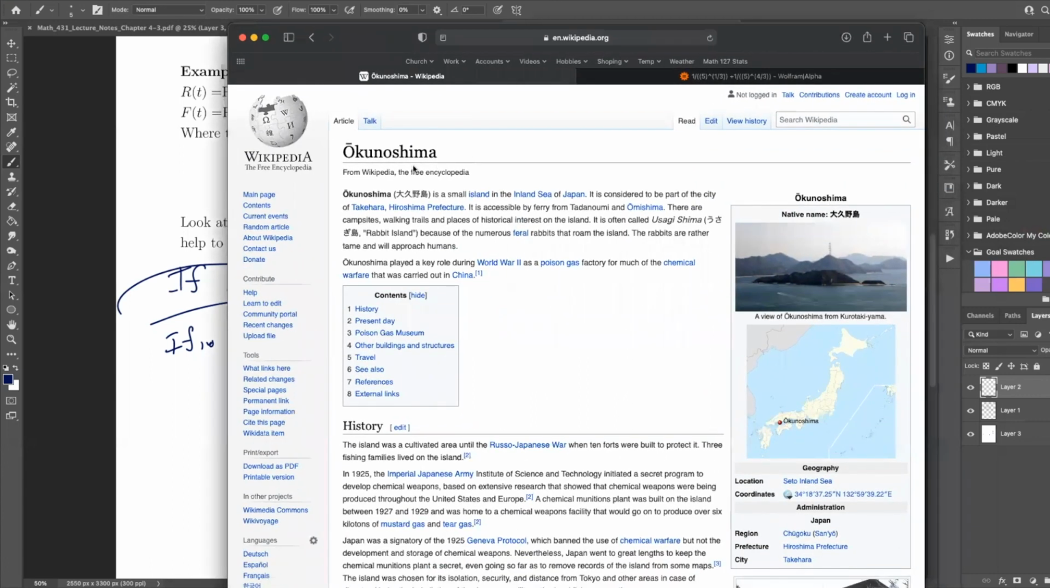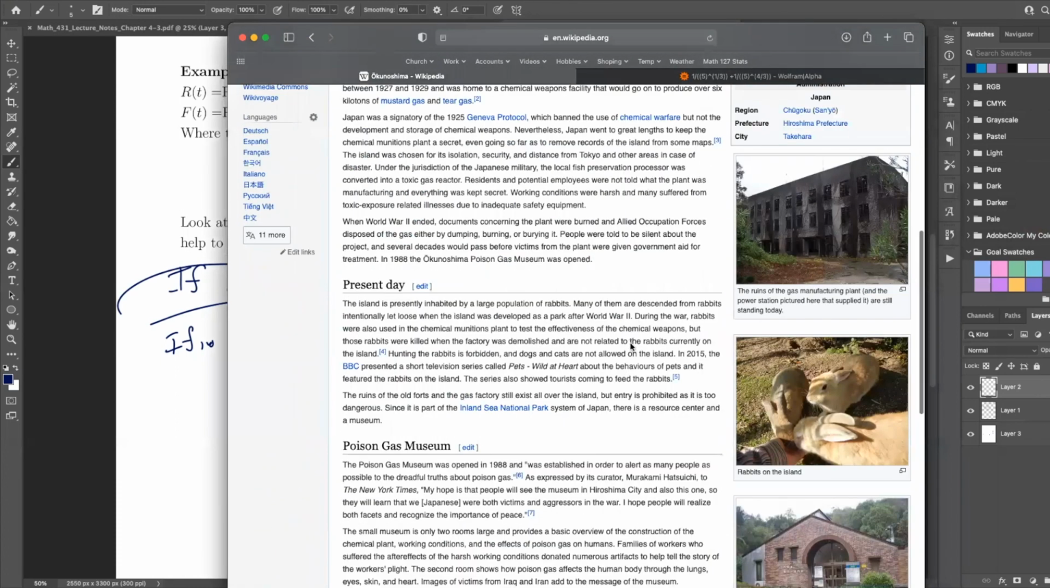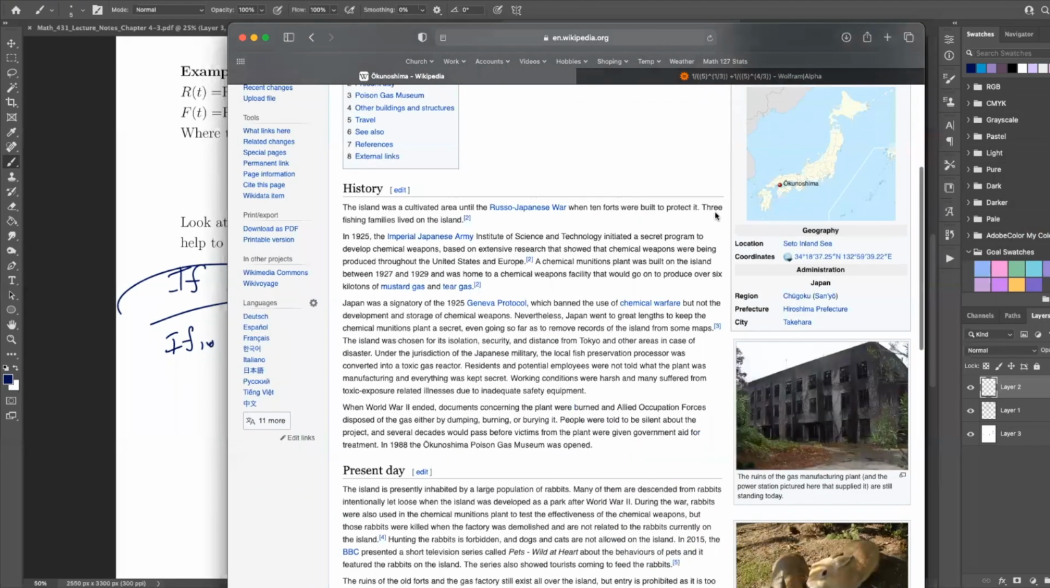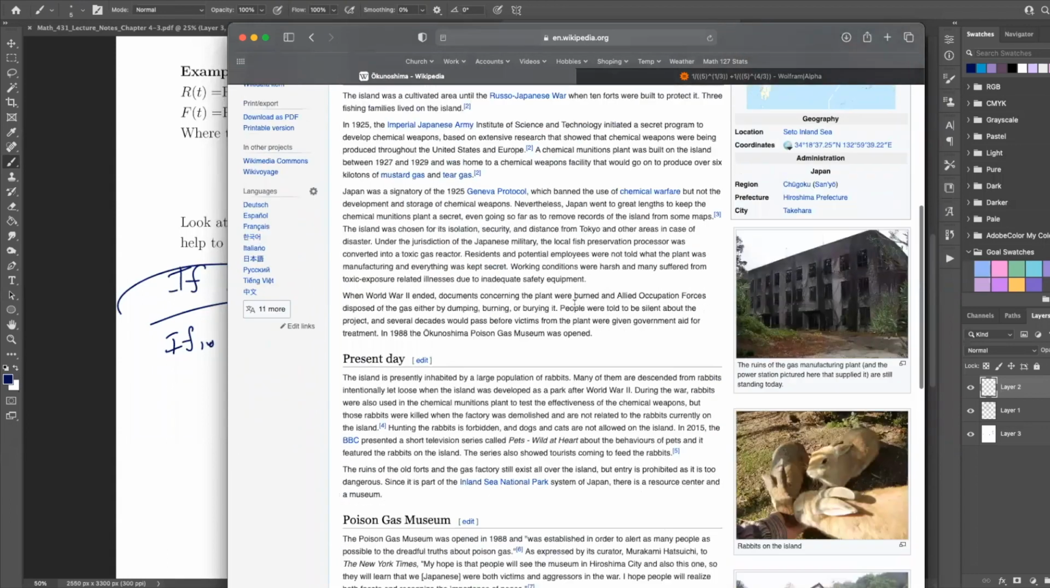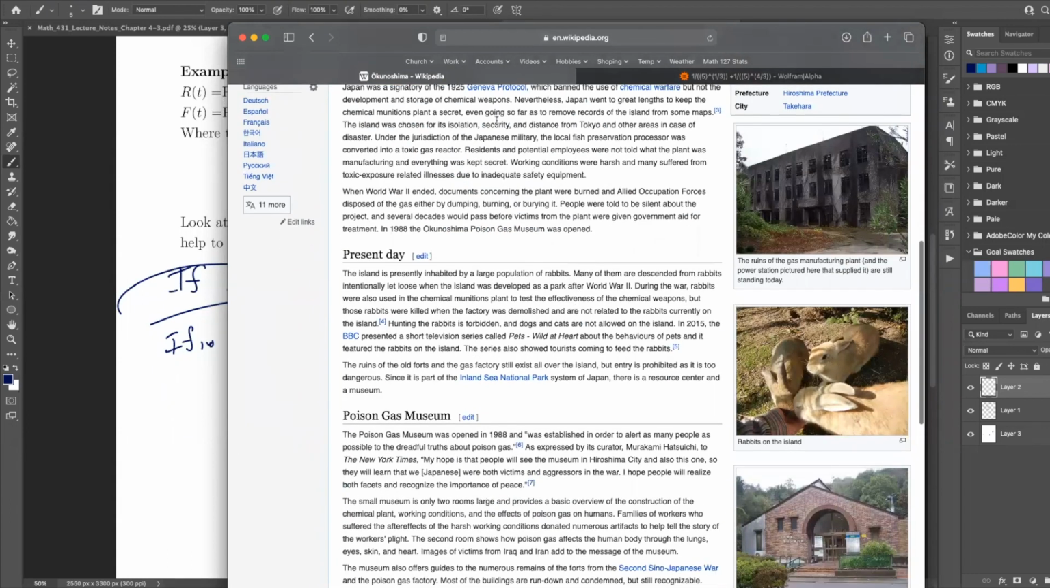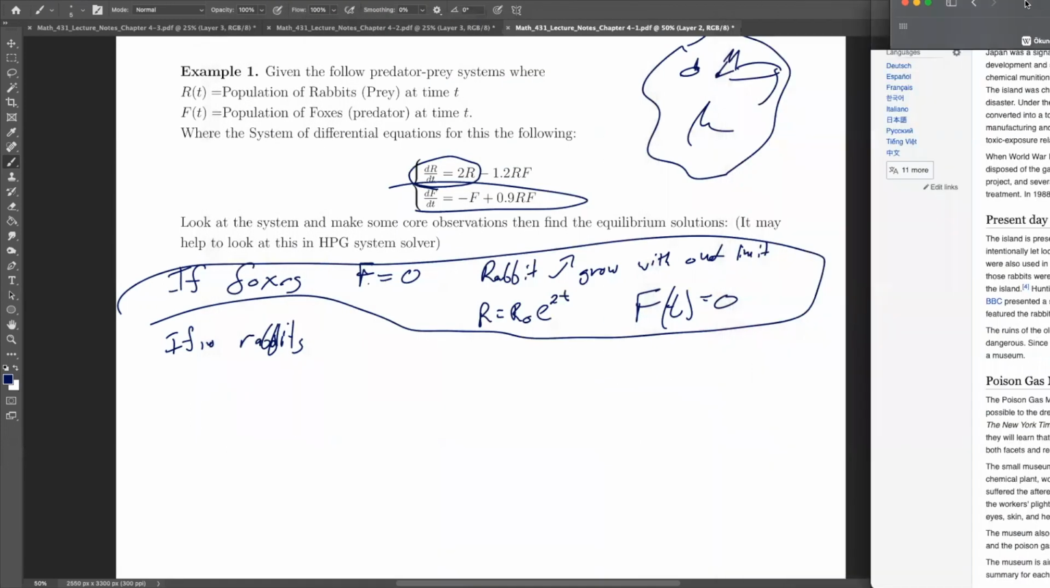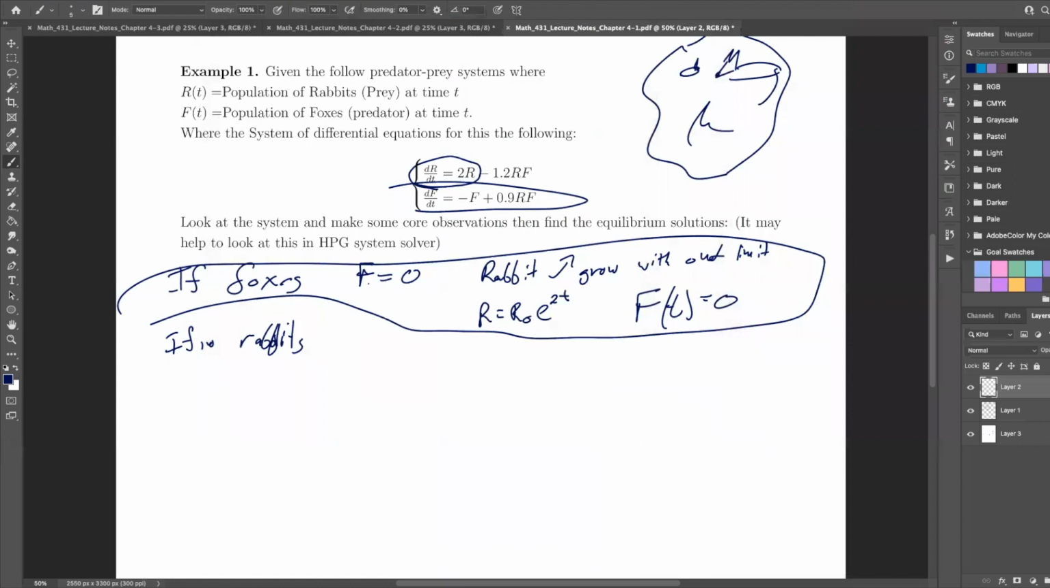All right. Okinawa is also known as Rabbit Island. It's an island off the coast. What happened was that someone let a bunch of pet bunnies loose there, and there were no predators. So guess what? There are just bunnies all over the island. So it does happen. This is not totally a farce.